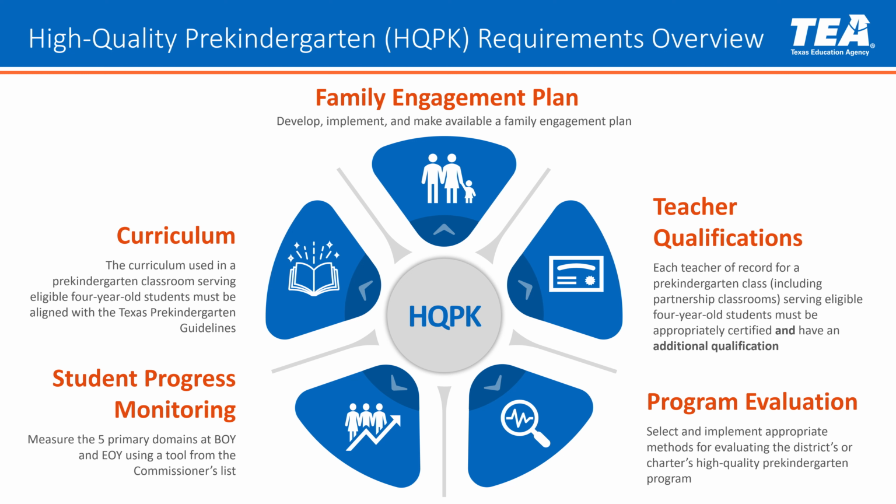Program evaluation, where the LEA selects and implements appropriate methods for evaluating the district's or charter's high-quality pre-kindergarten program. Student progress monitoring, where the LEAs measure the 5 primary domains at BOI and EOI using a tool from the Commissioner's list. And finally, curriculum, where the curriculum used in a pre-kindergarten classroom serving eligible 4-year-old students must be aligned with the Texas pre-kindergarten guidelines.